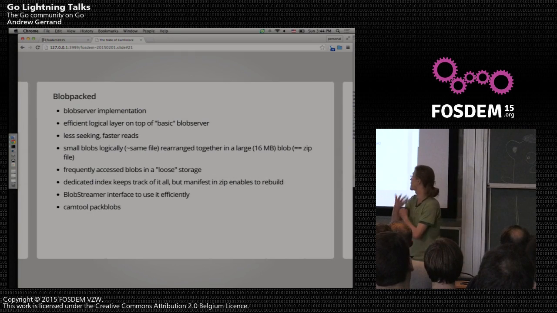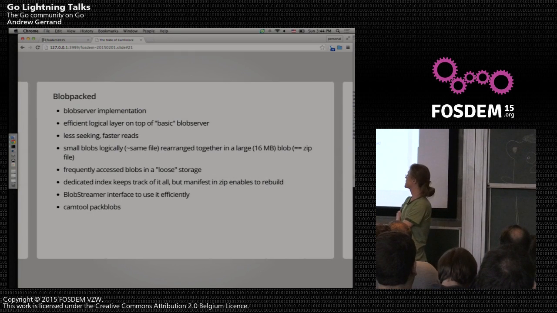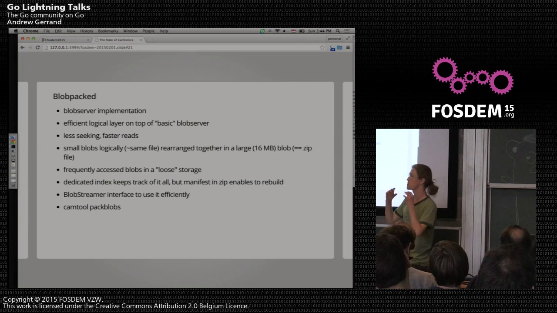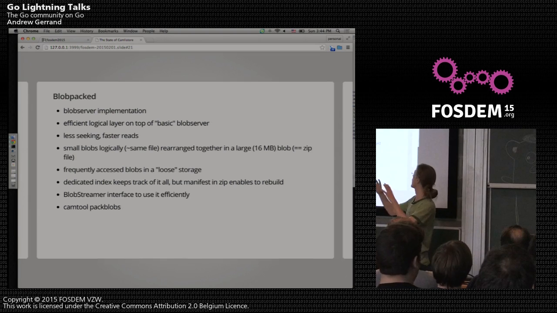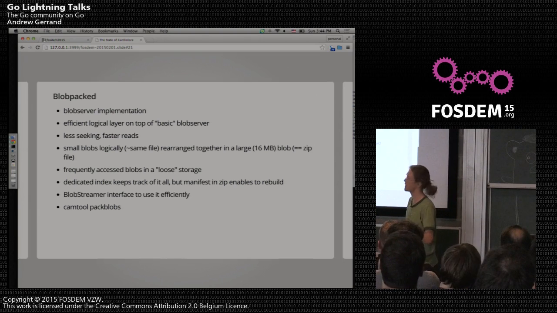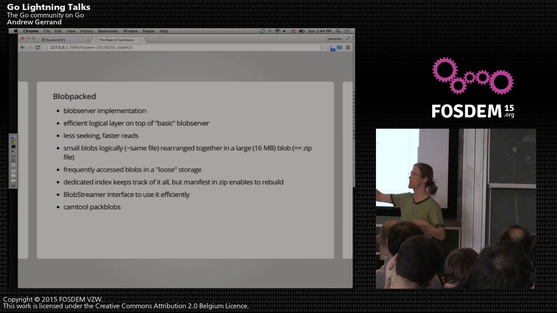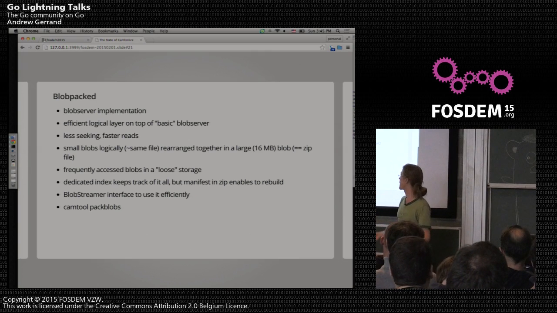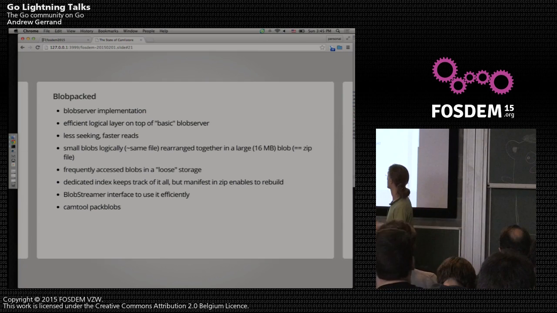So we have this new thing called Blobpack that is mainly done by Brad, of course. It's basically a new blob server implementation that you put on top of any other blob server that we have, and which gives you a more efficient logical layer, because you get much faster reads and less seeking, because all the blobs that should be logically together because they belong to the same file are rearranged together in larger 16 megabyte blobs. It's basically a zip file. So then you can stream them all at once when you want to retrieve a file. So you stream that much faster than if you had to seek for all your blobs on your storage. And the other part is a smaller, loose blob server of small blobs, the ones that you would access frequently and you don't want to have to fetch inside the zip file. And there's an index that you can rebuild, etc.